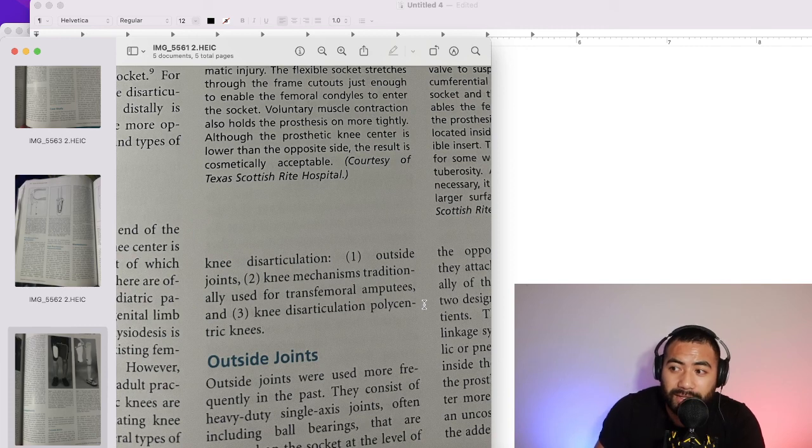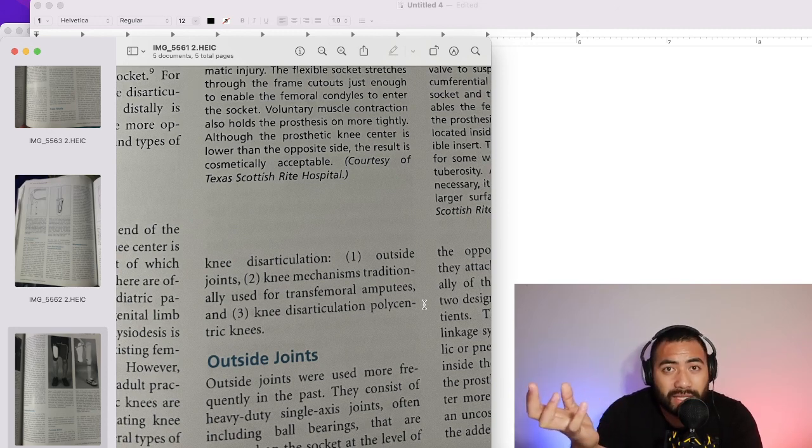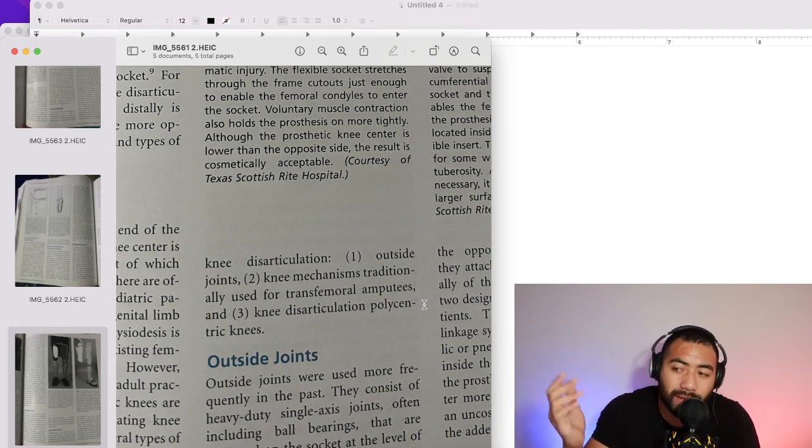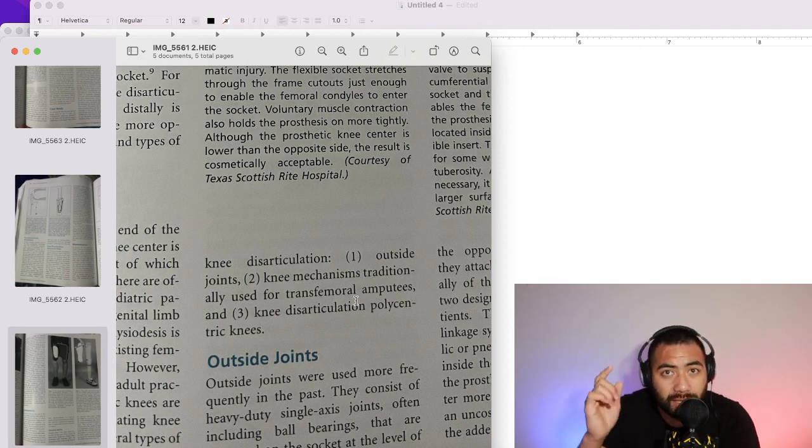All right. Does it say single axis knee? The outside knee joints would be considered a single axis knee. But why would you use an outside knee joint? Well, if you don't have a lot of space. Well, we're going to assume that we have a little bit of space there. Is it going to be a knee mechanism usually used for transfemoral amputees? Is that even an option? No, it's not. Polycentric knee is an option, and single axis knee is an option.